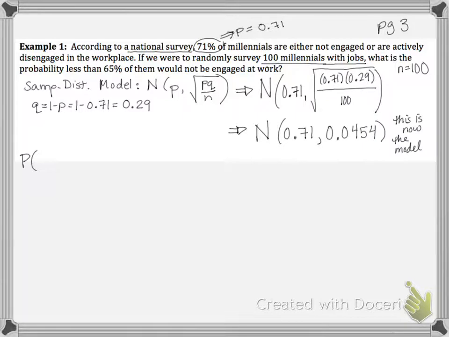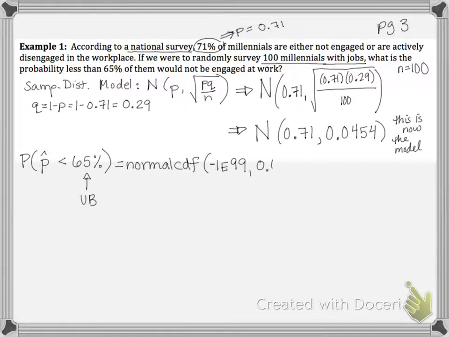So this says, what is the probability less than 65% of the millennials would not be engaged at work? So they're saying, what is the probability that if we sampled 100 people, less than 65% of them would not be engaged? So this right here is the upper bound. They want us to figure out what less than 65% is. So this is a normal CDF question, because they're asking me for a percentage, and I'm provided with my upper bound, then I need to use negative 1E99 as my lower bound.